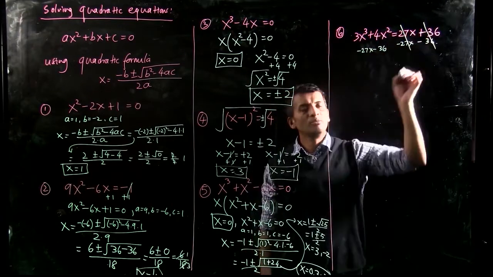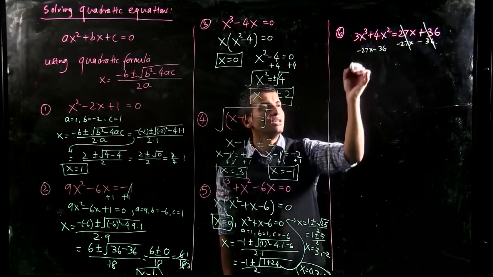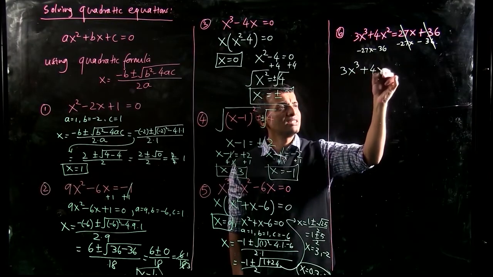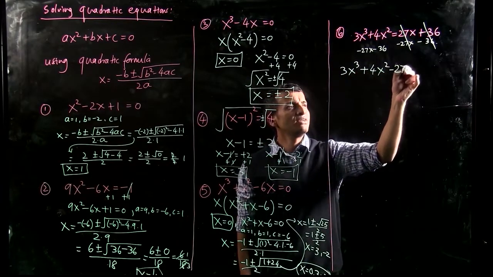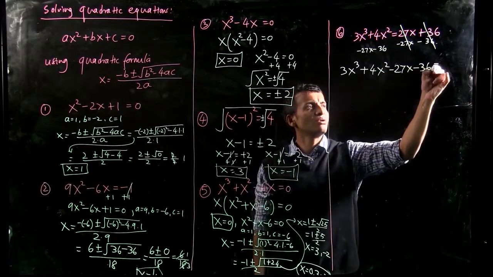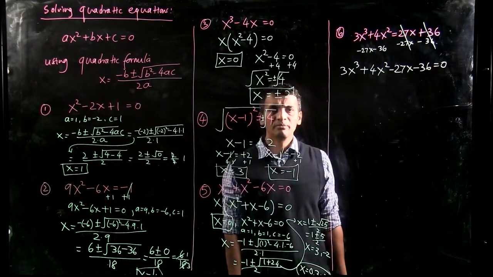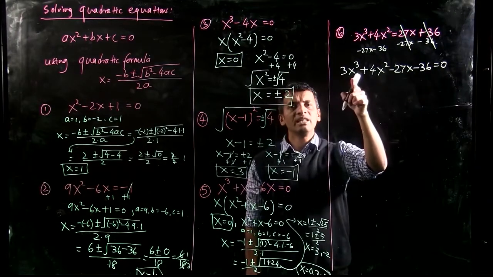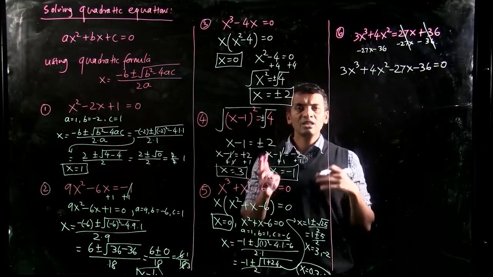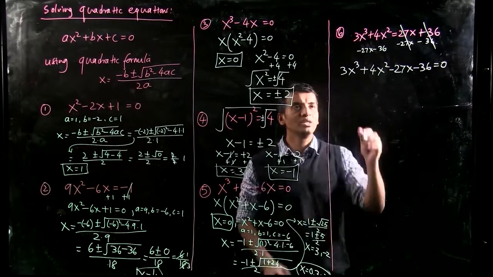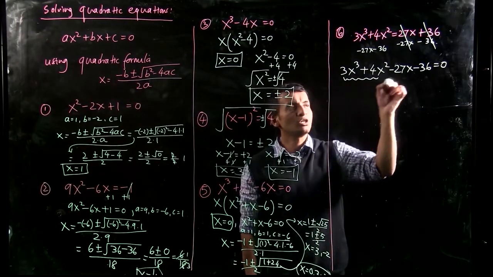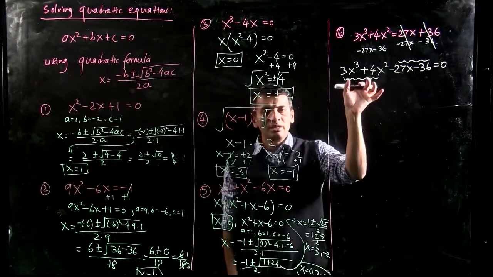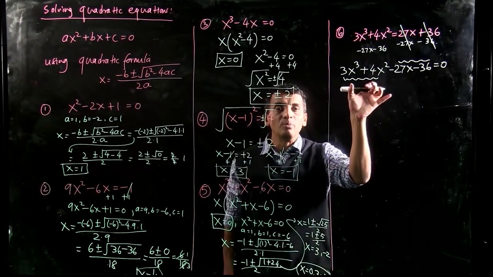So this will be 0, this will be 0, plus and minus will cancel. Okay, so what you get is 3x cubed plus 4x squared minus 27x minus 36 equals 0. That's what you get. Okay, now you can see that there are 4 terms. In case there are 4 terms, what you do is you group the first 2 terms and then group the last 2 terms. Okay, and then get the common factor within each group.